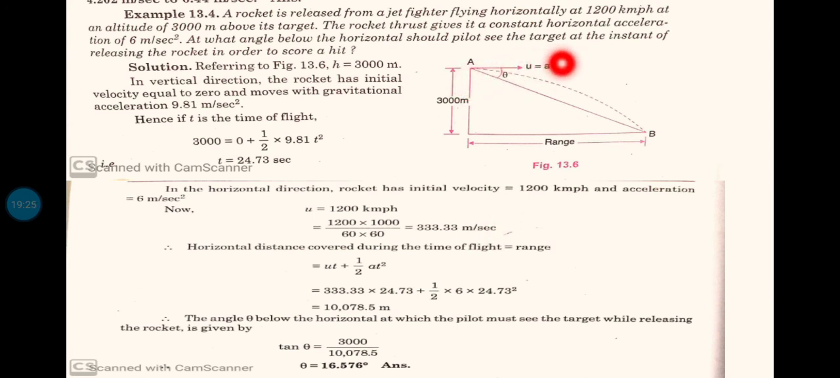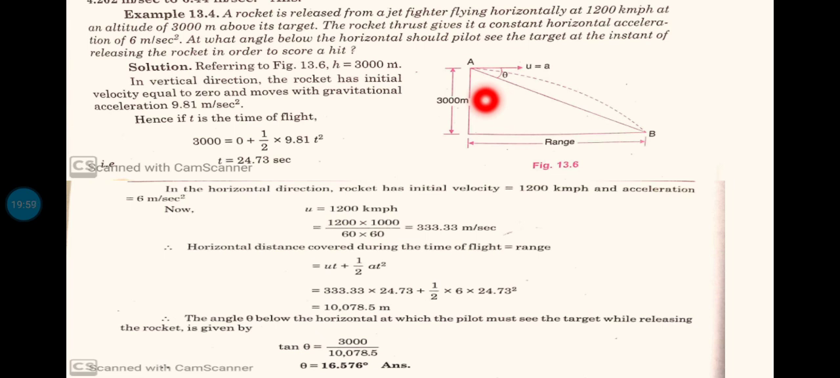So once the rocket is released, the rocket will have the same velocity as that of the flight. So the initial horizontal velocity of the rocket will be u, equal to 333.33 meter per second, and in the question it is given that the rocket thrust gives it a constant horizontal acceleration of 6 meter per second square. In the horizontal direction it is having some acceleration. In the initial case there was no acceleration in the horizontal direction, so the equation was different. Here it is given that in the horizontal direction, acceleration is 6 meter per second square.